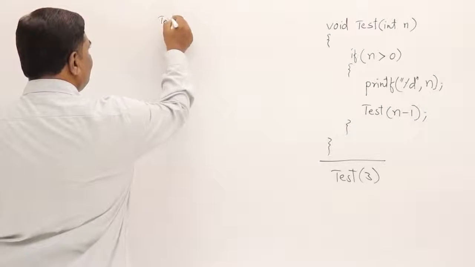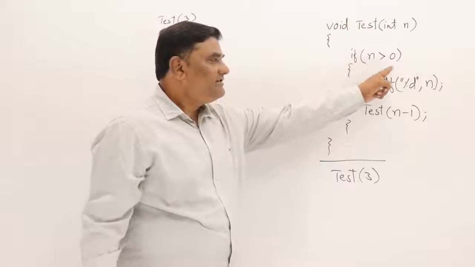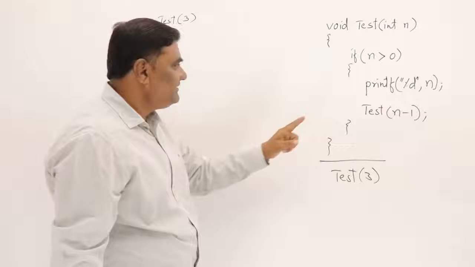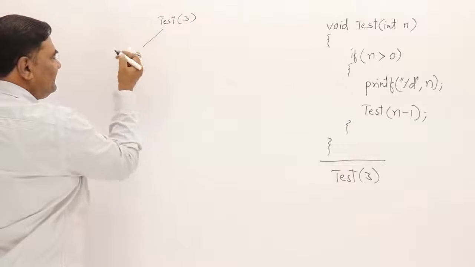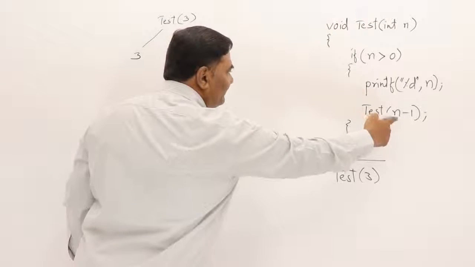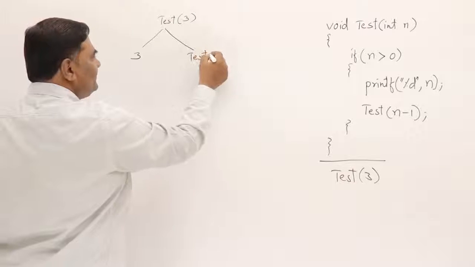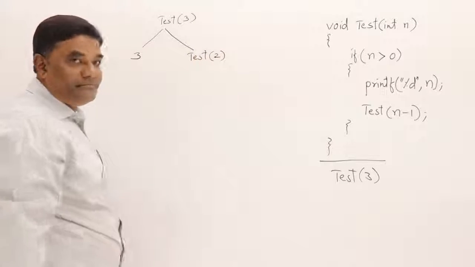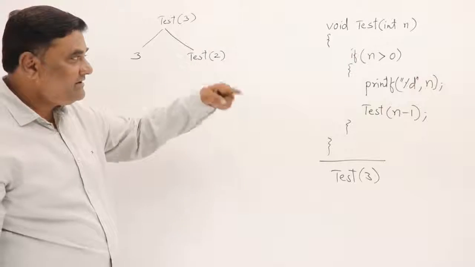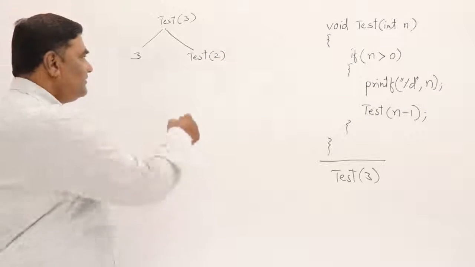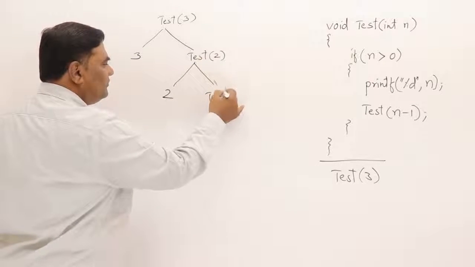Test 3. Is 3 greater than 0? Yes, 3 is greater than 0. Print 3, so it will print 3. Then it calls itself for 3 minus 1, that is 2. So call test 2. Then for 2, again it's a recursive call. For this call, it will print 2 and call itself for 1.